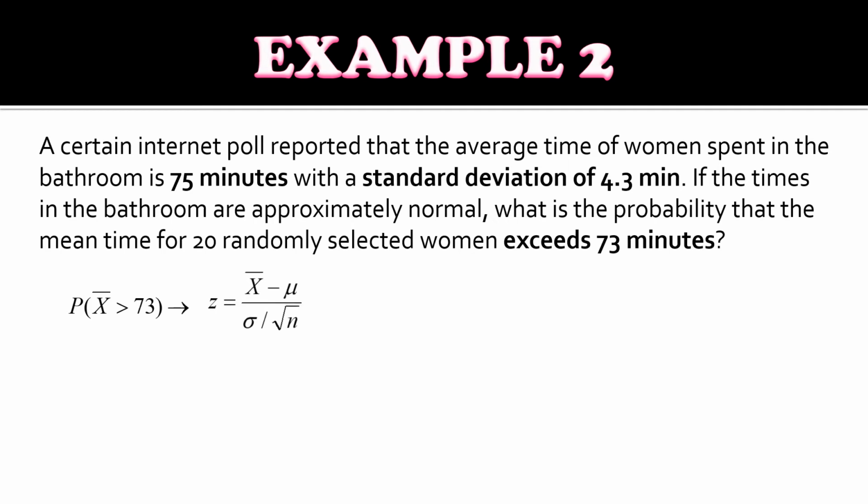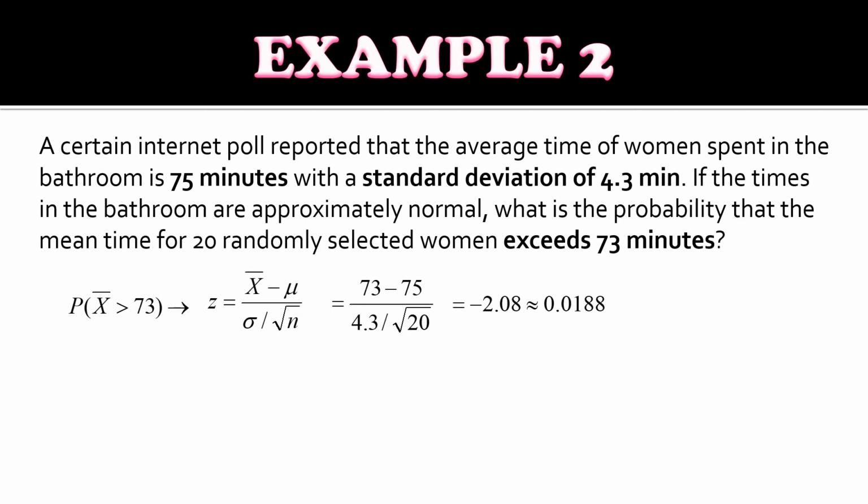Using the same formula, let's just substitute the values. We have 73 minus 75 divided by 4.3 over the square root of 20. It will give us negative 2.08, which is equivalent to 0.0188 if we look it up on our z table. If you remember, if it's the greater than symbol, we subtract the area that we have found from 1.